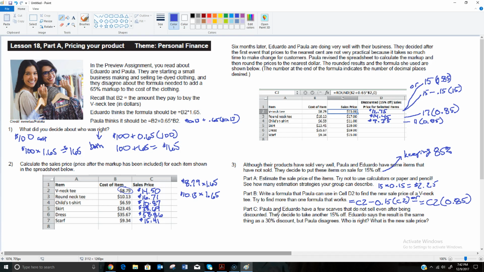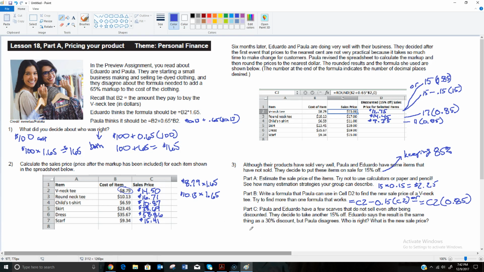So Eduardo says the result is the same thing as a 30% discount, but Paulo disagrees. So who's right? What's the new sales price? Let's look at a different situation. Eduardo says if we take 15% off and then we take another 15% off, that's just the same as if we took 30% off.